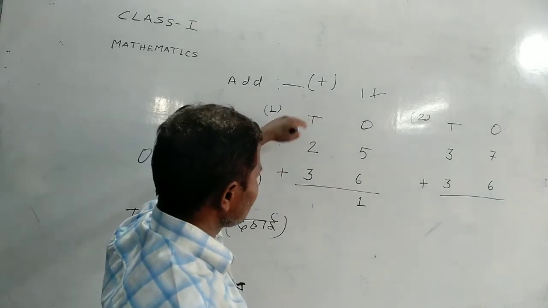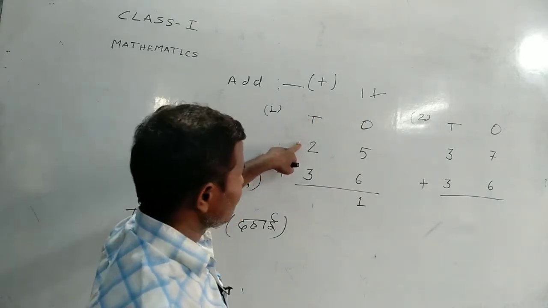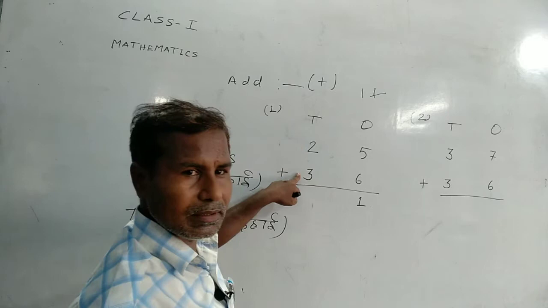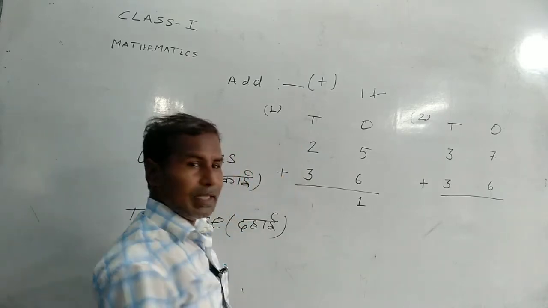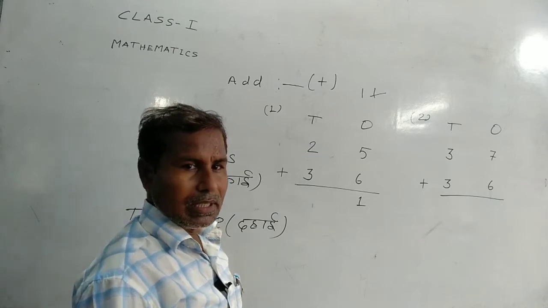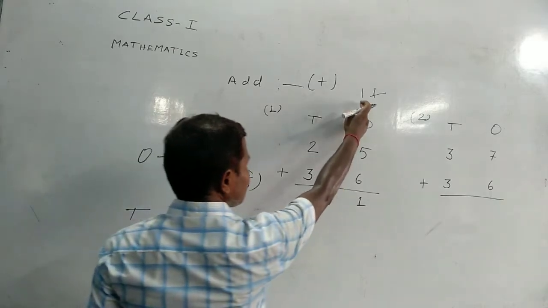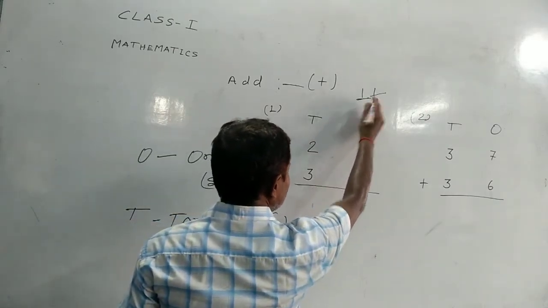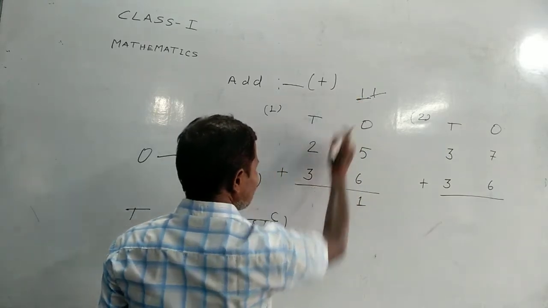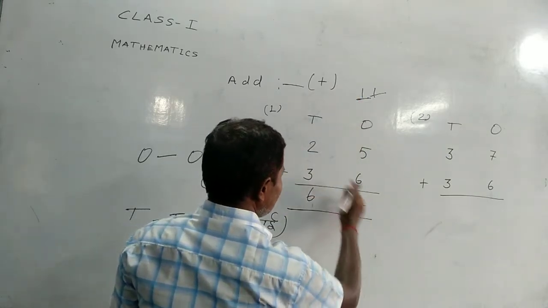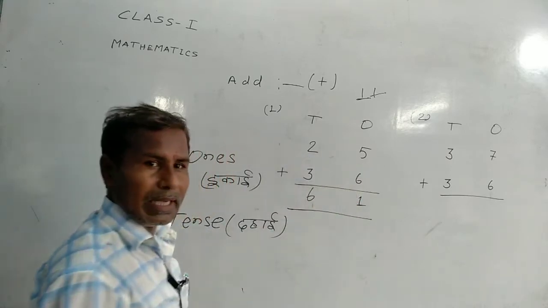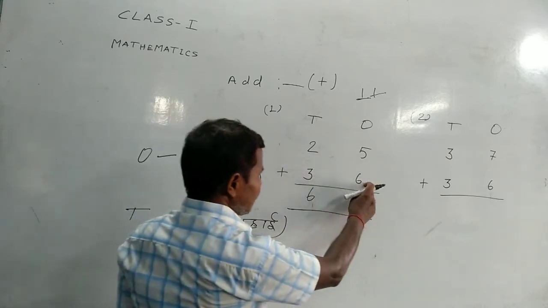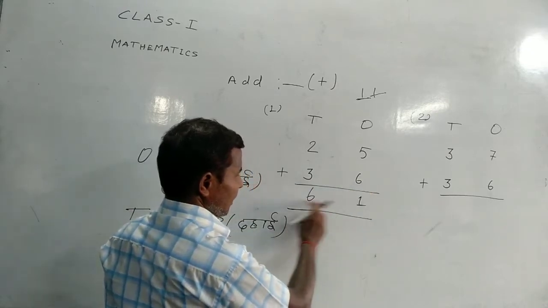Now find out the sum of 2 and 3. The sum of 2 and 3 is 5 and more 1 it is rest number. The 5 plus 1 is 6. The sum of 25 and 36 is 61.